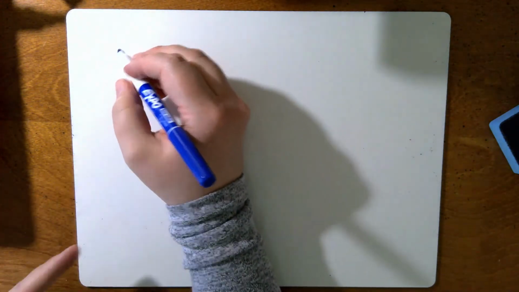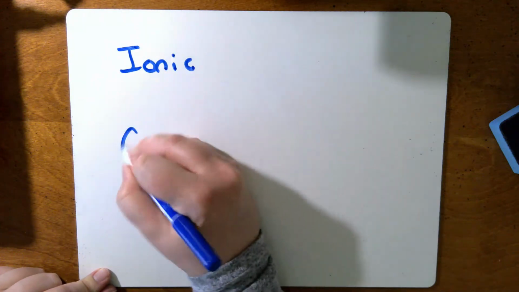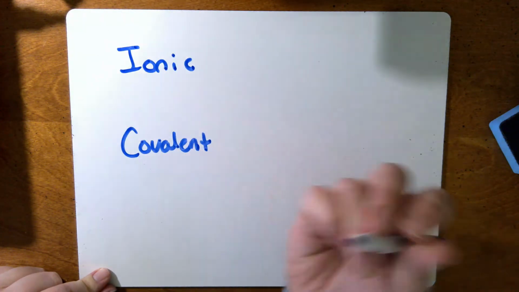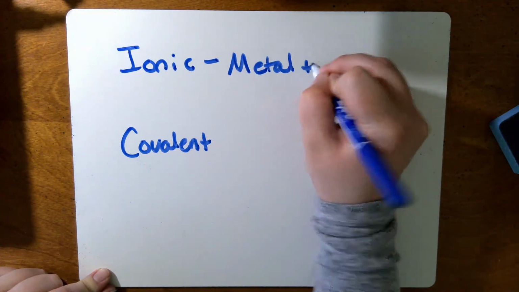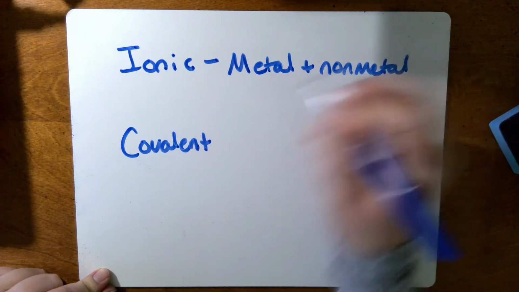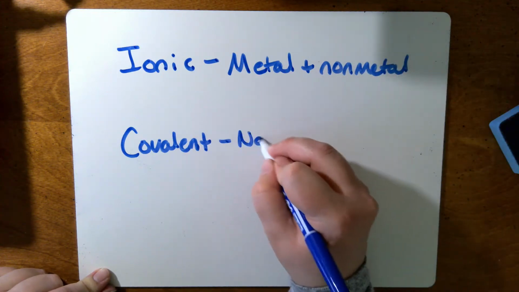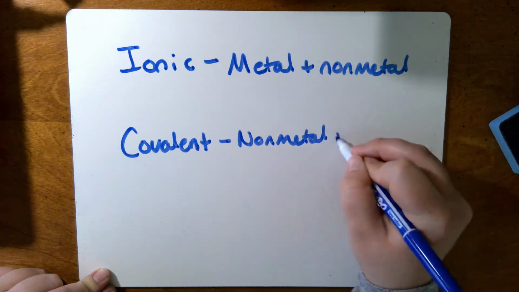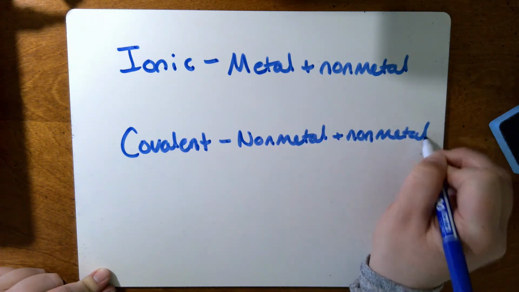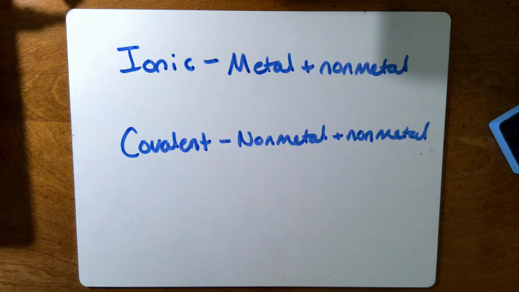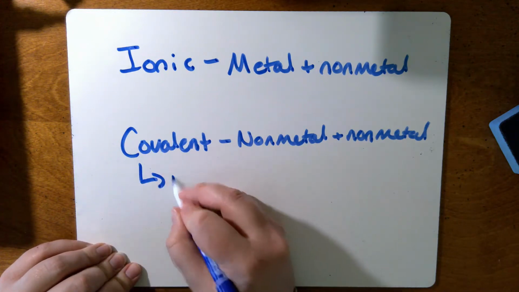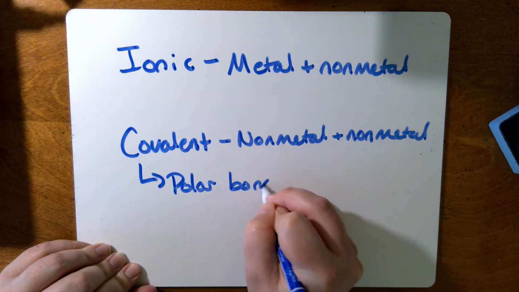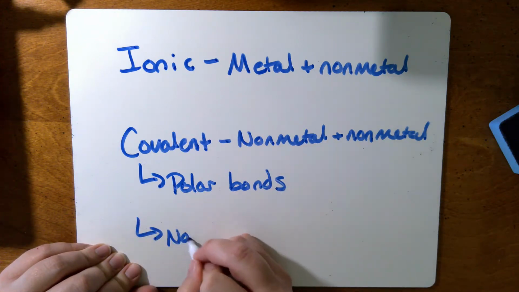Now, in Unit 3, we talked about bonds as being either ionic or covalent. And we know that ionic compounds are composed of a metal and a nonmetal. And we know that covalent compounds have two nonmetals. So nonmetal and nonmetal, two or more. Okay, now, there's actually quite a lot of variation within covalent compounds. And there are two types of covalent bonds. You can have polar bonds and you can have nonpolar bonds.